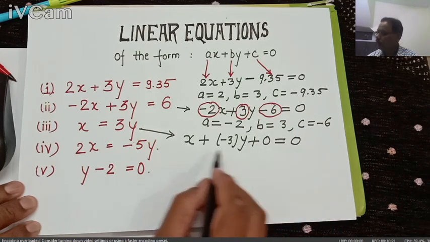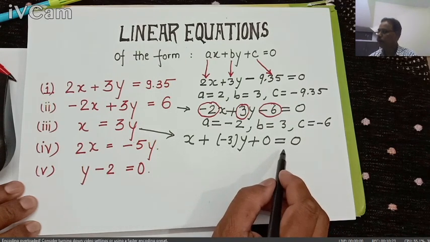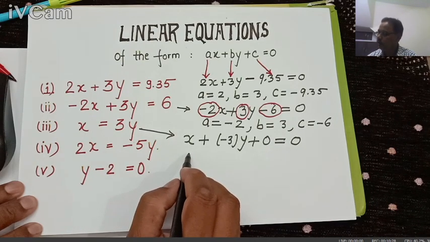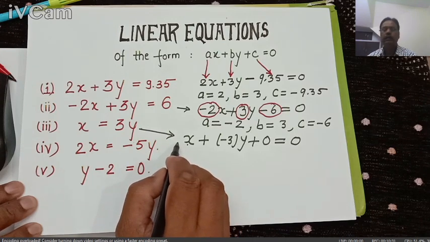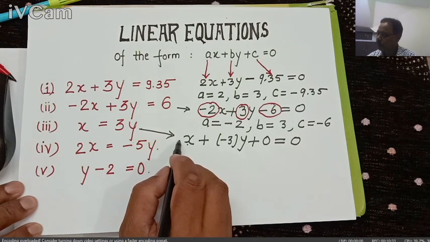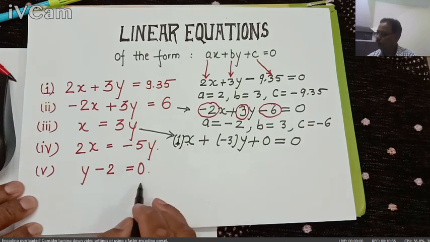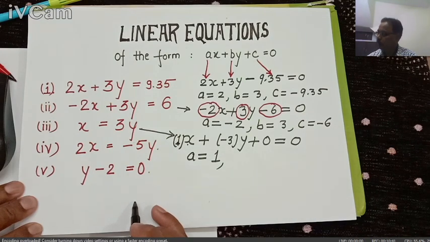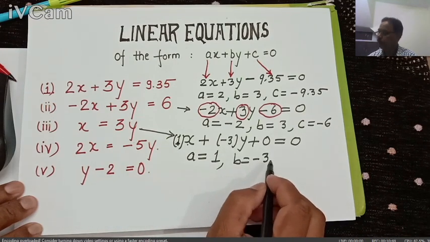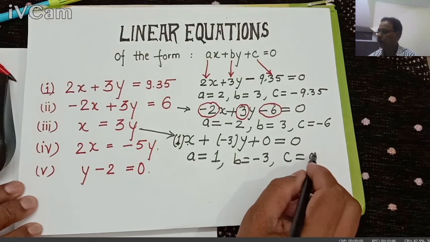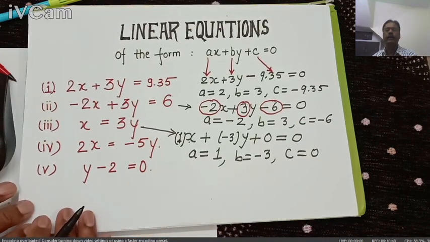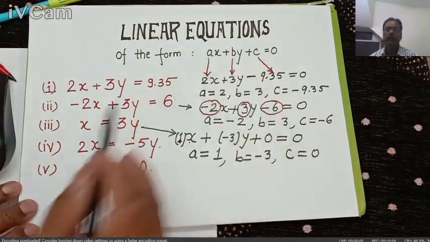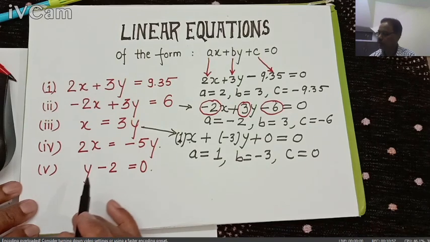So now we are going to write the values of a, b and c. The coefficient of x is nothing. Nothing means it is having 1 here. So we shall write a equal to 1 and b equal to minus 3 and c equal to 0. So in this way we can write any equation in this form: ax plus by plus c equal to 0.